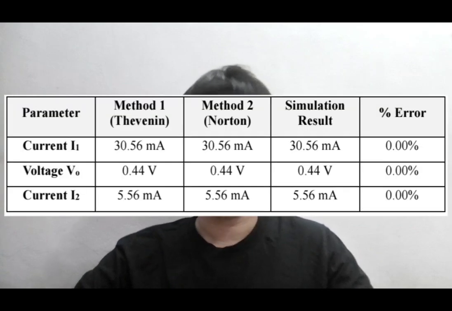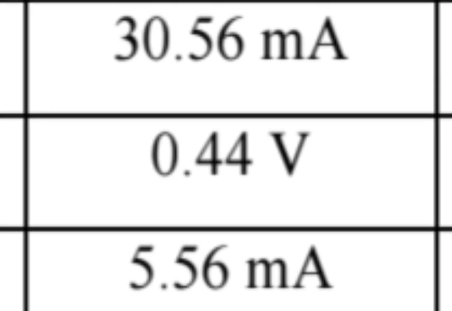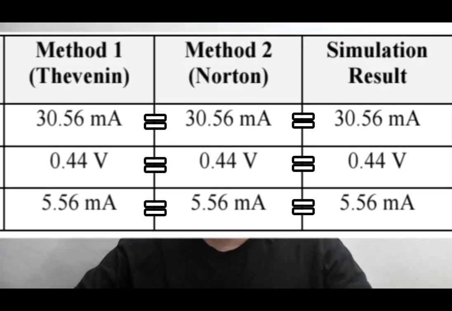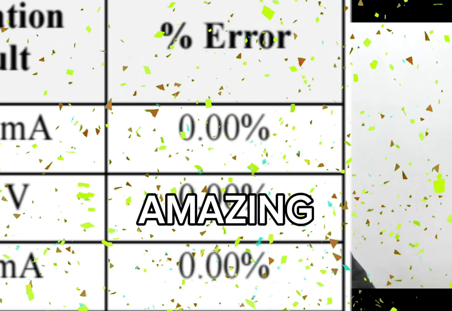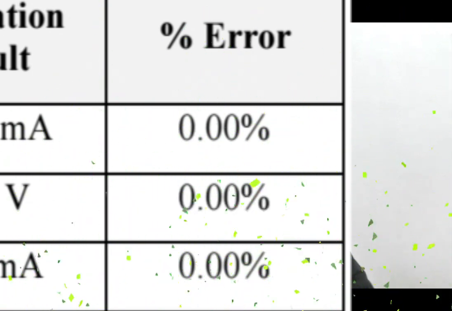After finishing the manual maths, we built the exact same circuit in Multisim to verify our results. If you look at our comparison table right here, you will notice that our simulated values perfectly match our hand calculations. We achieved an amazing 0% error across all primary parameters. This flawless result proves that our analytical approach and our understanding of DC circuit laws are 100% accurate.